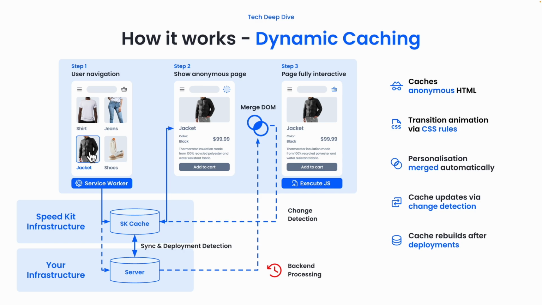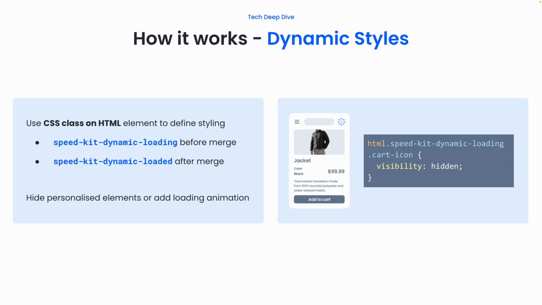Before we move on to how our prediction models work, let's take a quick look at the CSS rules to style content on cached pages. The cached page has a class on the HTML element called SpeedKit Dynamic Loading. Once the personalized content is merged, this class changes to SpeedKit Dynamic Loaded. This means you can simply define CSS rules as on the right that style the cached page, and they're automatically disabled as soon as the personalized content is merged.